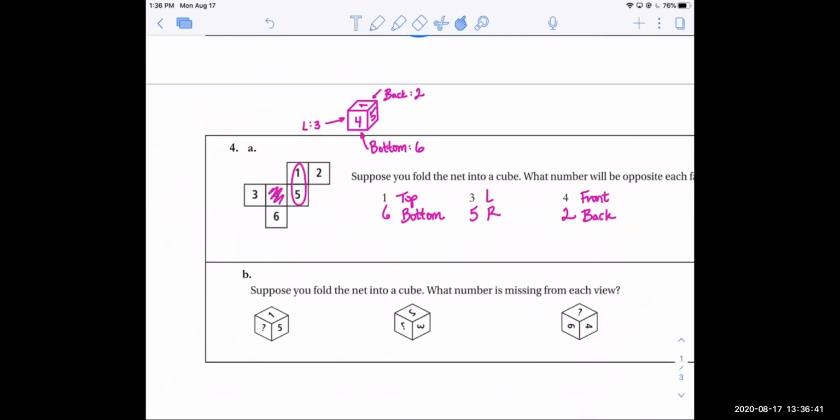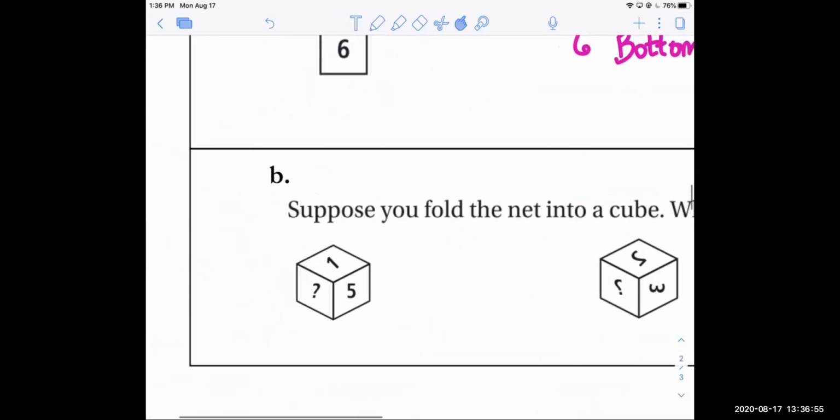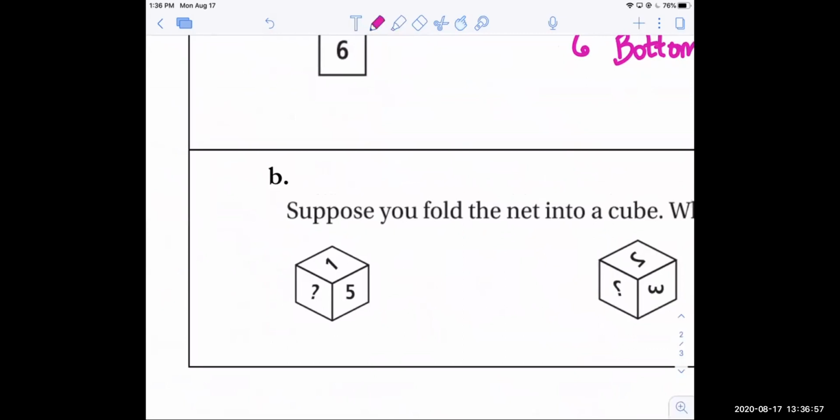Okay, so suppose that you fold the net into a cube. What number is missing from each view? So for the first one, you're seeing 1 and 5. The missing number is what? 4.